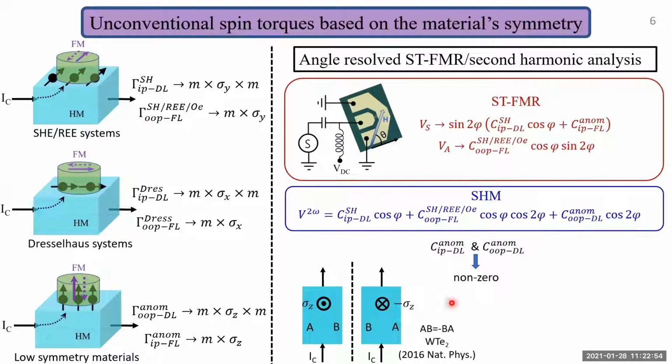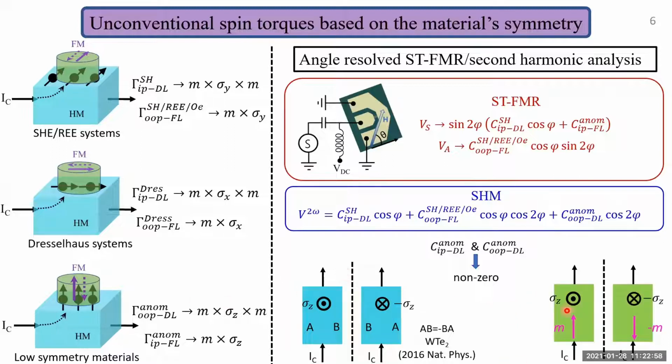It can be broken in another way. For example, if we have some magnetic moments in the spin current generator, so the magnetization parallel to the direction of current, then it also breaks symmetry. So in this kind of system, we can also observe this kind of extraordinary spin-orbit torque.